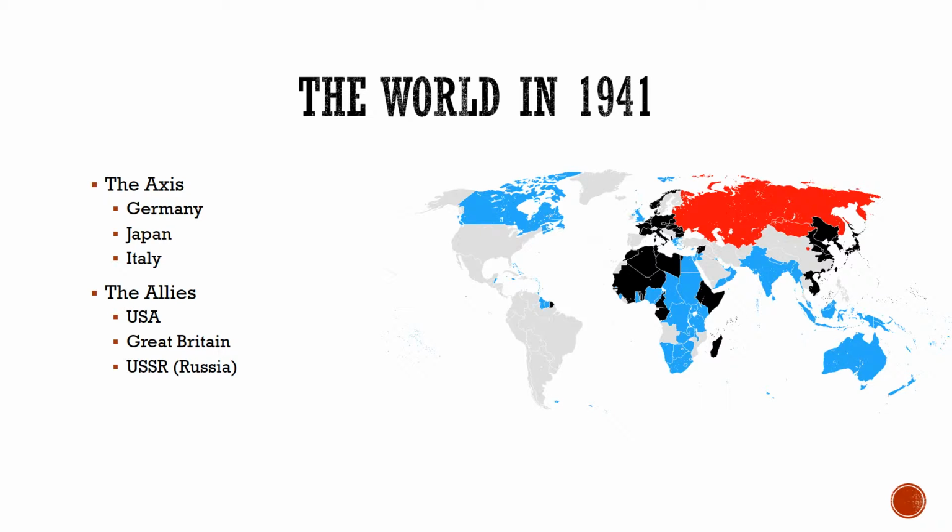To start with, let's look at what the world looked like in 1941. Remember, this is the year that the United States and the Soviet Union joined the war against Germany and Japan. So on the one side, we have the Axis powers of Germany, Japan, and Italy. And on the other side, we have the Allies, the United States, Great Britain, and the USSR. By 1941, all three of those end up in the war, and they all start to work together to fight against the Axis.